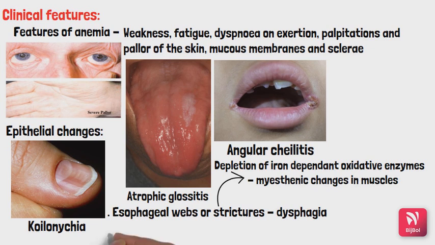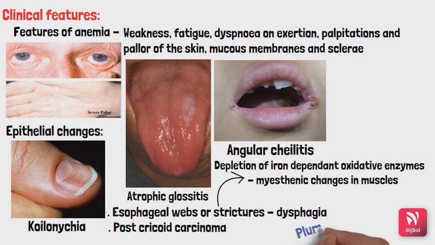And next symptom is post-cricoid carcinoma. So if you see this koilonychia, atrophic glossitis, dysphagia, post-cricoid carcinoma, all these together with iron deficiency anemia result in a syndrome called Plummer-Vinson syndrome, which is a characteristic feature of iron deficiency anemia with these symptoms. So these are about clinical features of iron deficiency anemia.